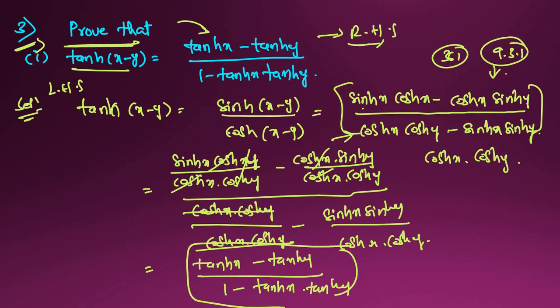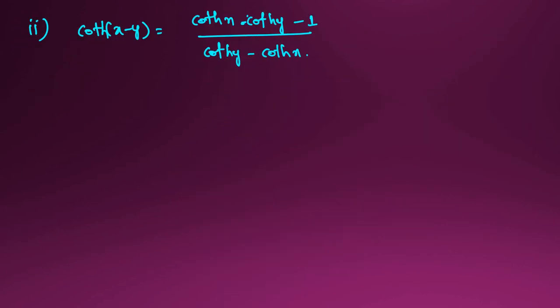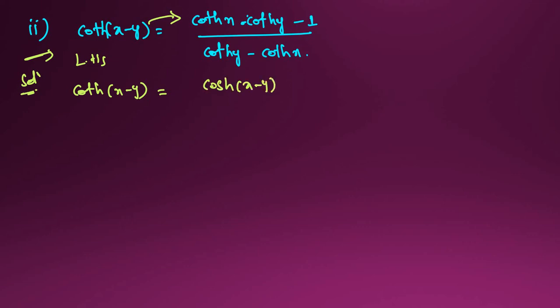Now moving to the next question. The second question is given. We have to prove the RHS, so I will take the LHS, which is coth of (x minus y), equal to cosh of (x minus y) divided by sinh of (x minus y). We already know cosh of (x minus y) from the last problem.